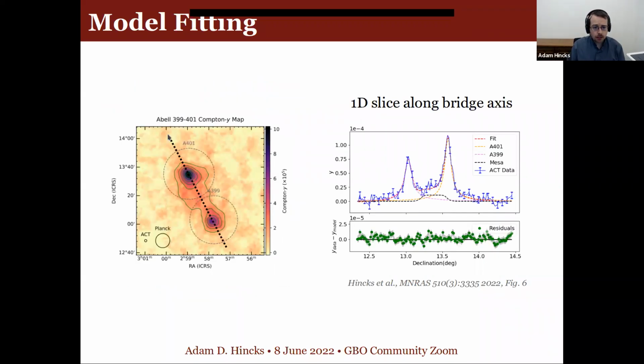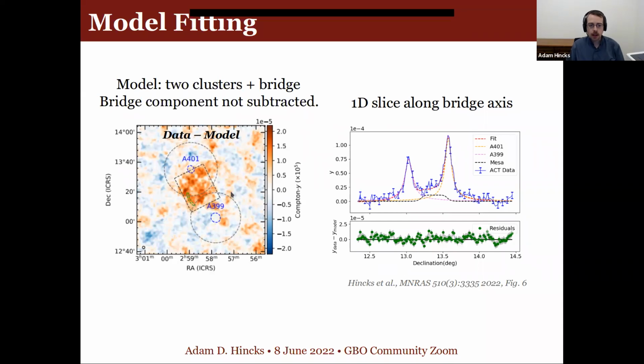Here's what it looks like if I just take a 1D slice along the bridge axis. So here's that 1D picture. This is Abell 399, Abell 401, and the dashed lines are our various fit components. And in particular, here you see the filamentary component of our fit, not making up all of the gas. Roughly 50% of the gas you're seeing here is coming from the filament, but we're measuring this amplitude with a significance of more than 5 sigma.